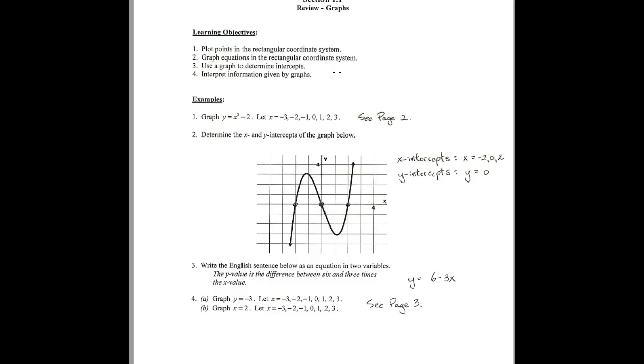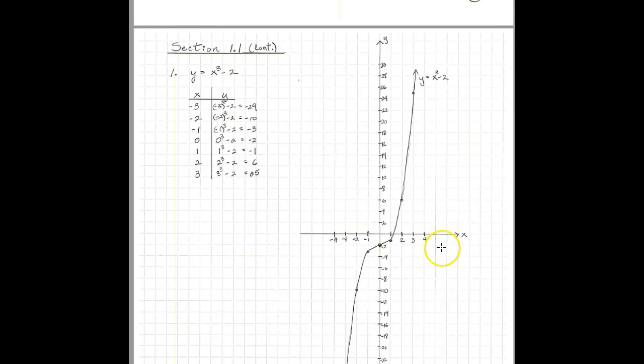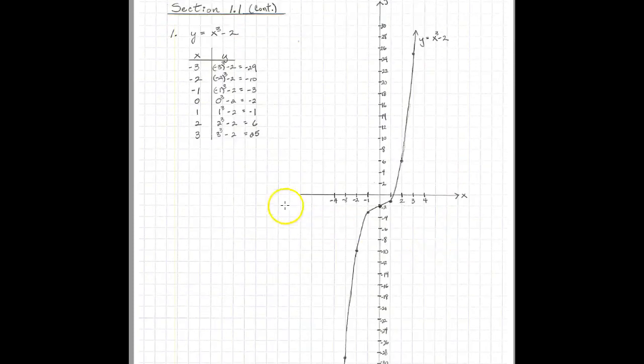So I have 4 examples here that I'd like to go over with you to help you understand and do well in the homework. The first one is to graph y equals x cubed minus 2 by letting x equal these 7 different points: minus 3, minus 2, minus 1, 0, 1, 2, and 3. I have this on the next page for you to fill in. But what we're doing in that is simply plotting by plotting some points. So here's the equation, y equals x cubed minus 2.